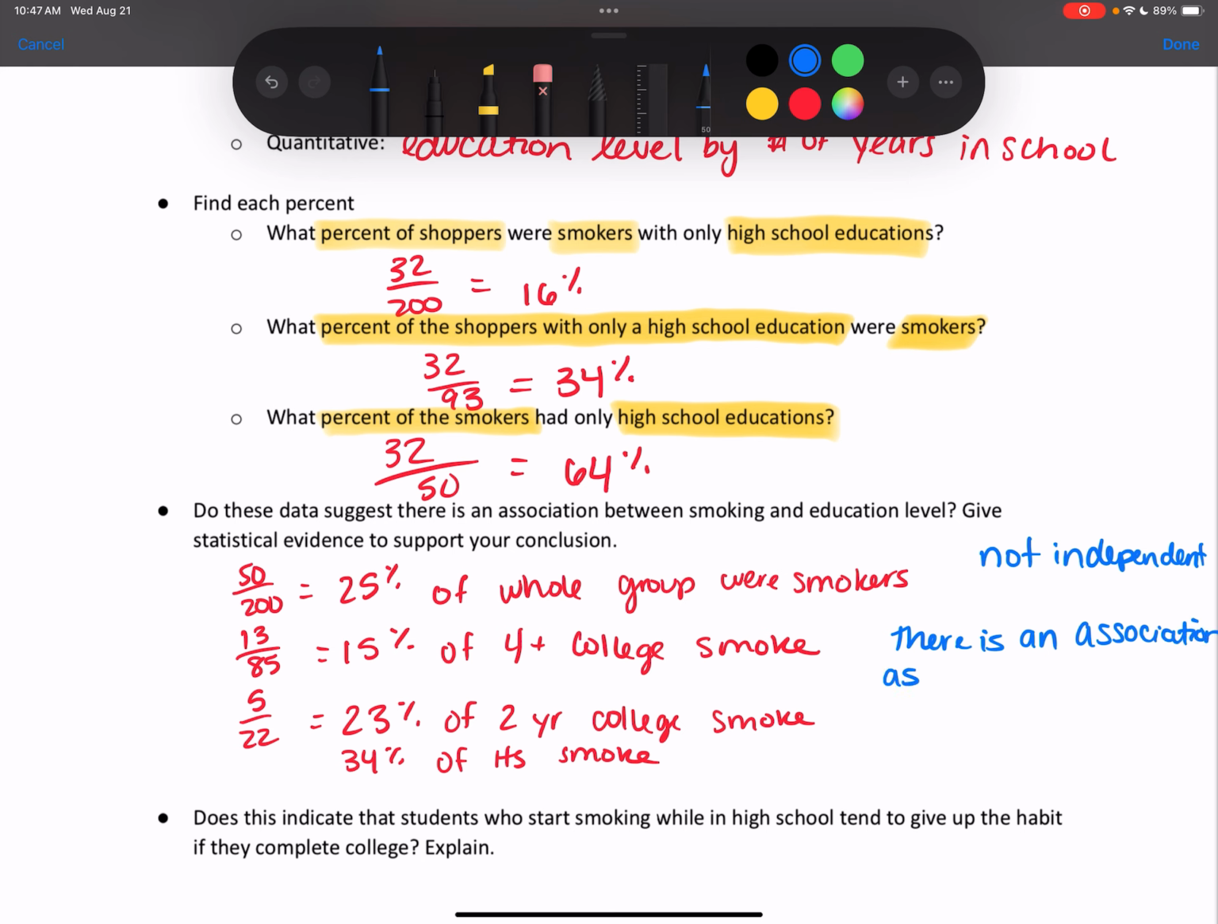as education increases, people are less likely to smoke, or something like that. It doesn't obviously have to be worded exactly like that, but in some fashion, something like that.